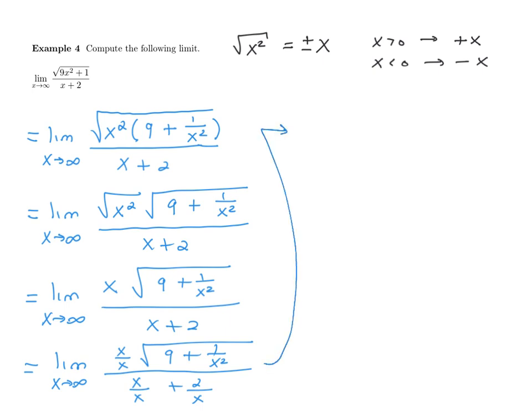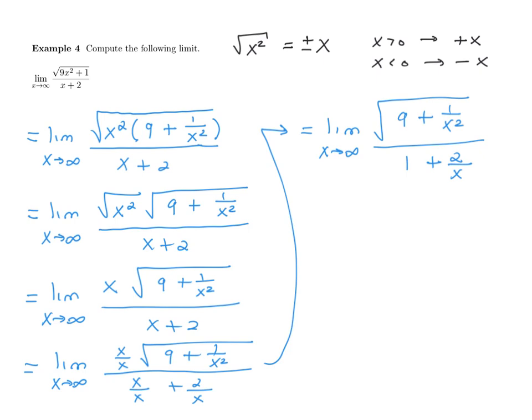What does this all become? This is the limit as x goes to infinity of, well, this x over x is 1. I'm not even going to write it. And in the denominator, x over x is 1, and then we have 2 over x, which doesn't simplify. We are now able to take the limit.